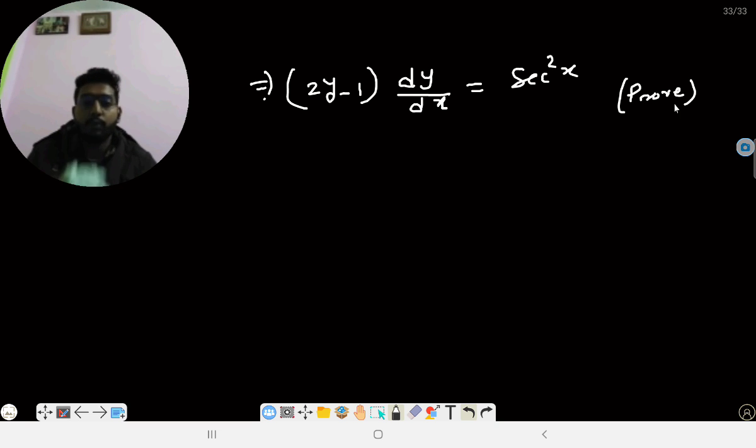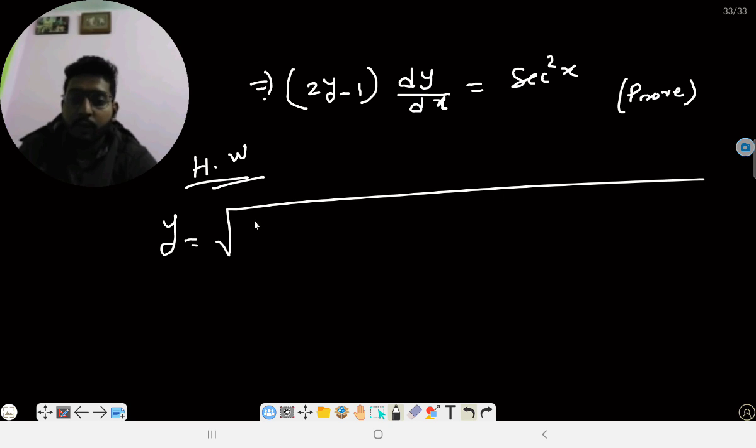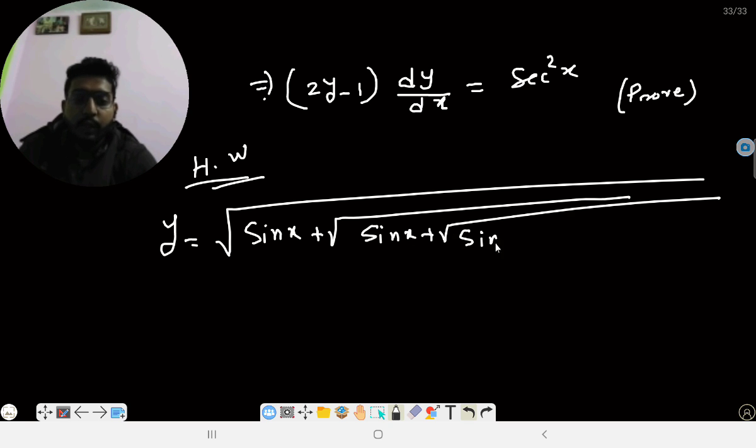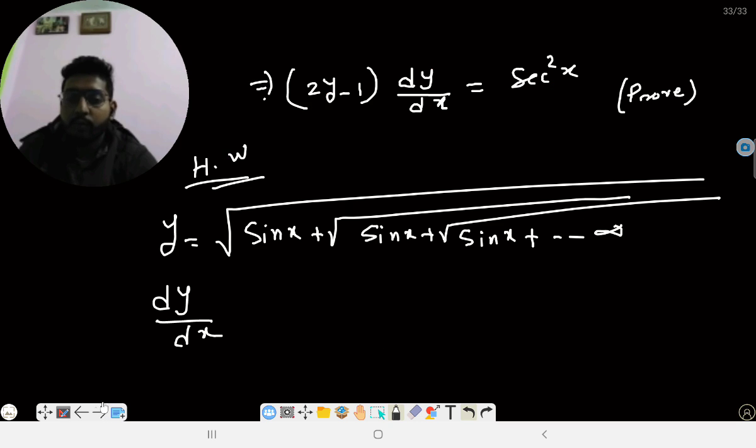In the same way we can do the same sum. This is homework you can do. Suppose y equals root of sin x plus root of sin x plus root of sin x plus dot dot dot infinity. Then how to find dy/dx? Same procedure. Whenever this type of problem comes, since there is a square root, we have to square both sides. Then the first square root is removed, and it will go like this. This is the way to solve this one.